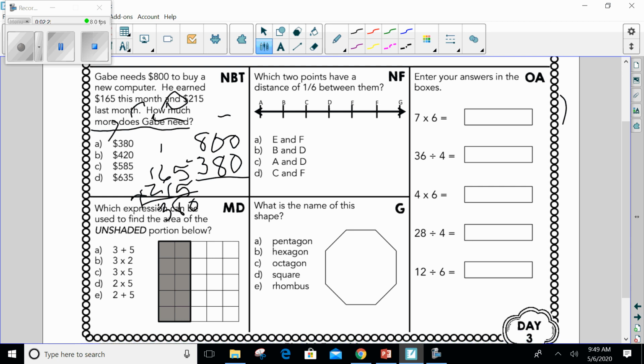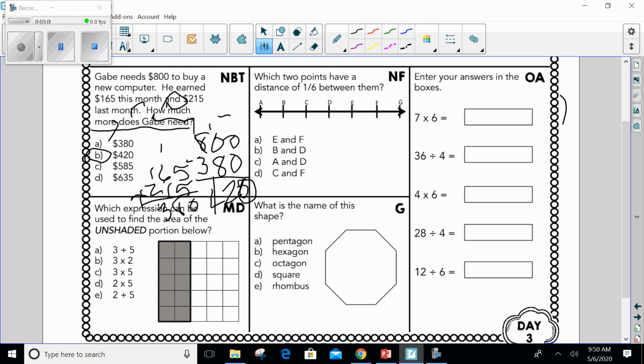So we have 0 minus 0, 0. That's a 0. I would have marked that wrong if you had done that. 0 minus 8. Well, if I have 0 cookies, you can't take 8 away from me. So I have to borrow, because it's got a bigger bottom. I have to go borrow from my neighbor. So he gave me, and then we have 10 minus 8, which is 2. Then 7 minus 3 is 4. So how much more does Gabe need? $420. Okay, I hope you enjoyed that computer, Gabe.